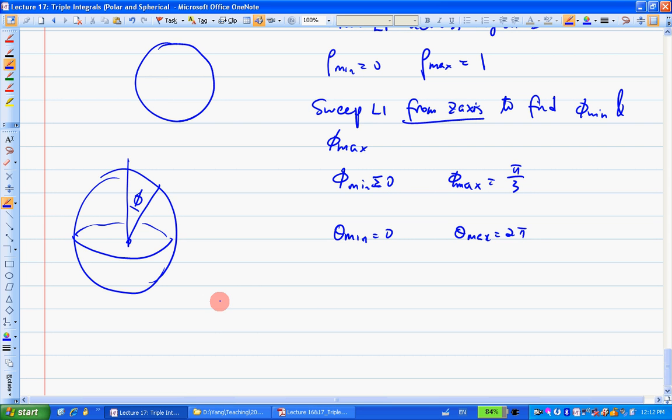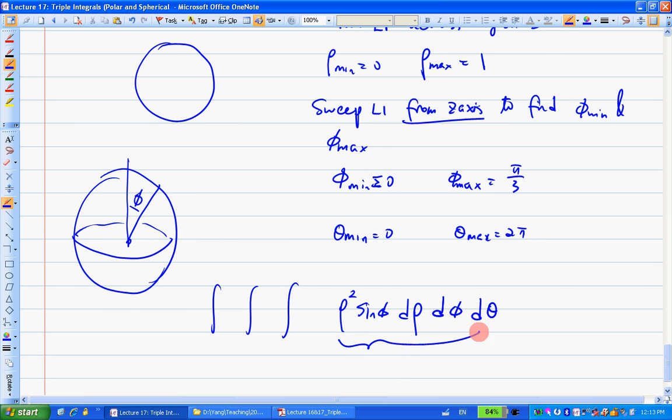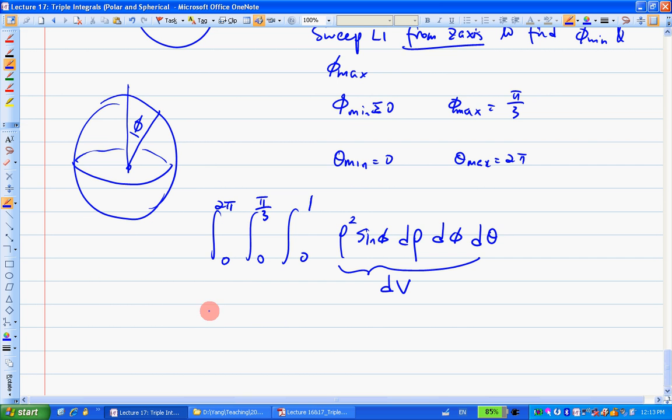Okay, so now my integral has three integrals here: rho squared sine phi, d rho, d phi, d theta. This whole portion here is dV. My rho goes from 0 to 1, my phi goes from 0 to pi over 3, and my theta goes from 0 to 2 pi. This is not a very bad integral. Let's see what we have here.